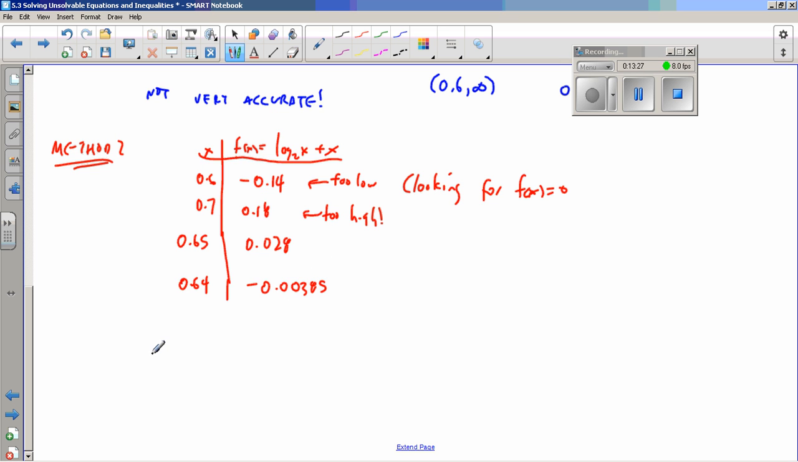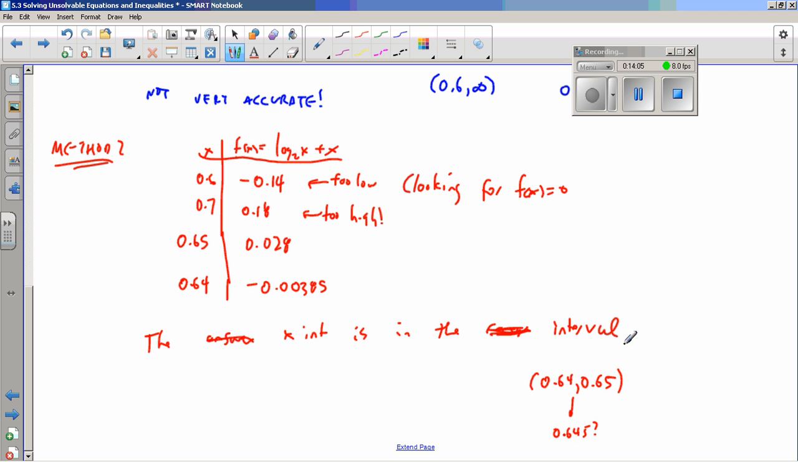You say, well, at some point, the answer, not the answer, the x-intercept is in the interval, I should choose my words more carefully here. The interval 0.64 to, and this one, between this one and the next positive one here, right? Somewhere in this interval. And so I might try 0.645 next. Well, when am I going to quit? I'm going to quit soon.